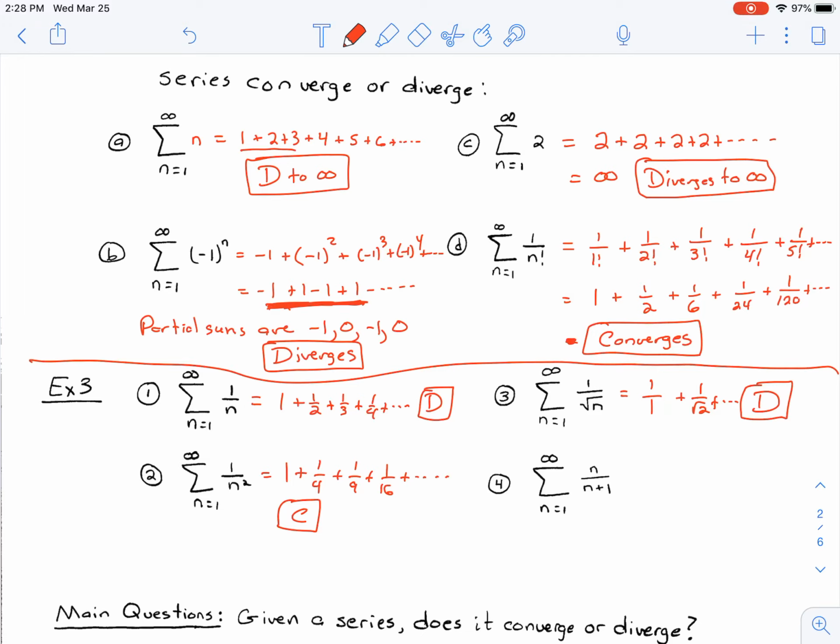Now, number 4 here, I want to look at. I think we can look at this one and figure it out. The first number in this would be a half, because 1 over 1 plus 1. The next one would be 2 over 3. 3 over 4. 4 over 5. Well, notice what's going on here. Eventually, if you're doing this, you'd be adding up 100 over 101.